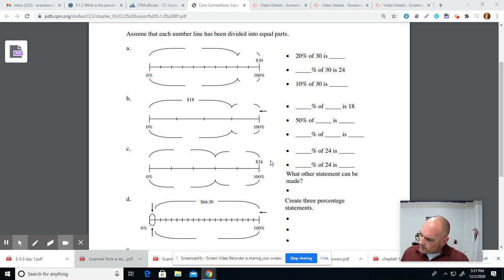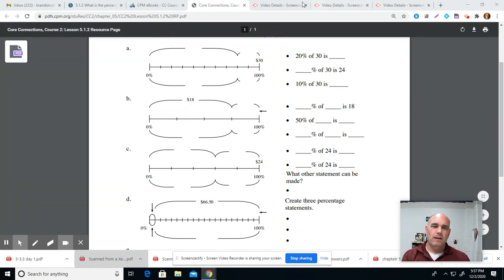So I'm going to get you started on this. This is question 16, and you should have clicked the lesson 5.1.2 resource page, and when you do, this will come up. All right, so here's what I need to do. Using these diagrams, I need to fill in this part of the information. All right, so let's see what we got going on here.